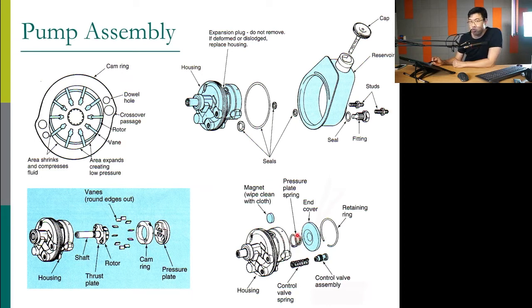So this spring controls the pressure inside the volume inside the pump. Okay, and then the shaft is connecting to, I believe, the pulley from the belt from the engine. Okay, and then we have the end cover there, and we put everything together with the reservoir.